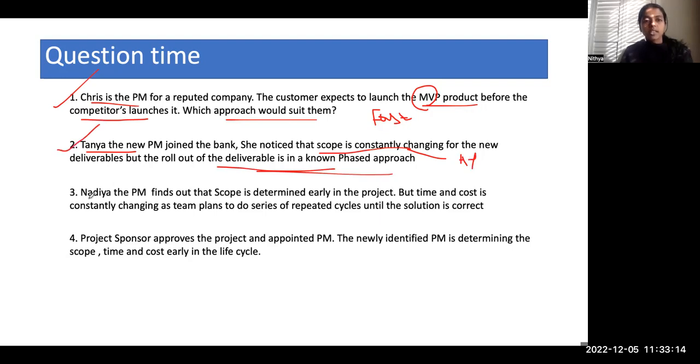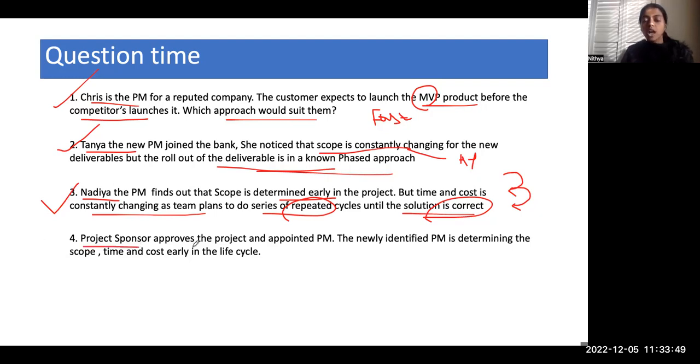Third one, Nadia, the PM, finds out that scope is determined early in the project, but time and cost is constantly changing as the team plans to do a series of repeated cycles until the solution is correct. As we discussed in our iterative approach, that is where we constantly get feedback from the customer and we keep repeating the cycles until we fine tune, until the solution is correct. So this one calls for iterative approach.